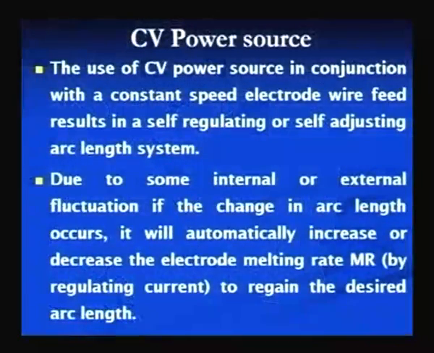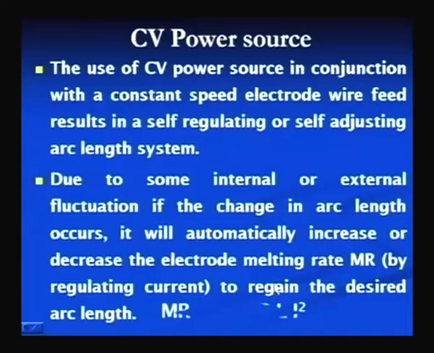Due to internal or external changes, fluctuation in arc length occurs during welding, and these are automatically taken care of by regulating the melting rate by change of the current. So, the current magnitude is changed to regulate the melting rate, which in turn helps to maintain the constant arc length. This melting rate is significantly governed by the welding current, and is given by this equation: MR, the melting rate, is equal to A into I plus B L I square, where A and B are constants, I is the welding current and L is the electrode extension.